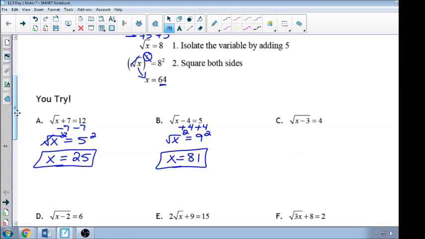Now C, I start out with the square root already isolated. It's already by itself. So the first step on this problem is I'm going to go ahead and square both sides. Leaves me with x minus 3 equals 16. I'm going to add the 3 to both sides. So x would equal 19. Okay?